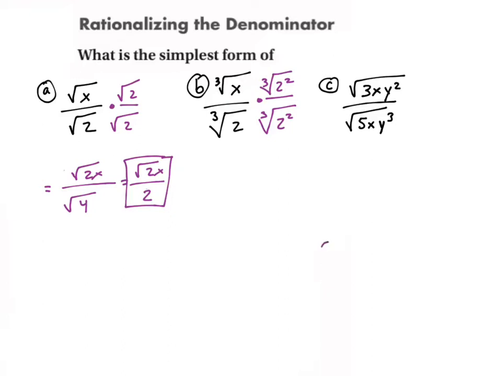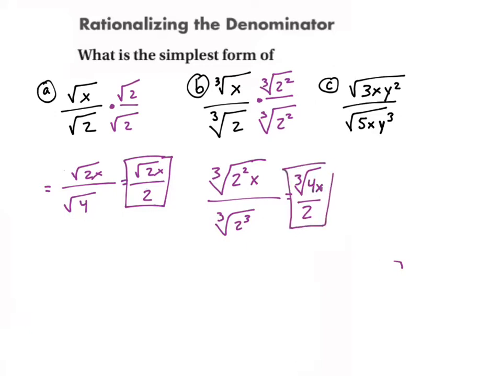All the indexes are the same, so we can multiply across. We've got the cube root of 2 squared times x, which would be 4x in this case, over the cube root of 2 to the 3rd power. We could multiply that out, but we know that cube rooting this is just going to work out the way we want it to. So this is going to be 2. And then on top here, this would just be the cube root of 4x.